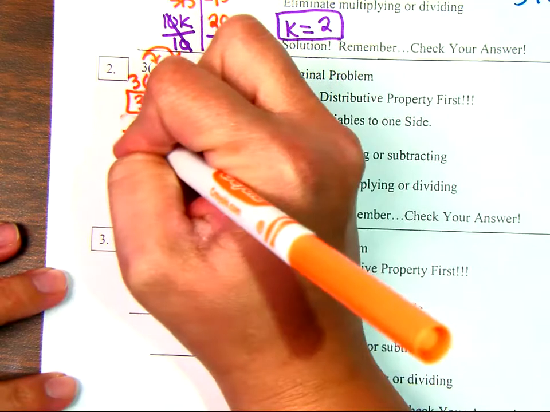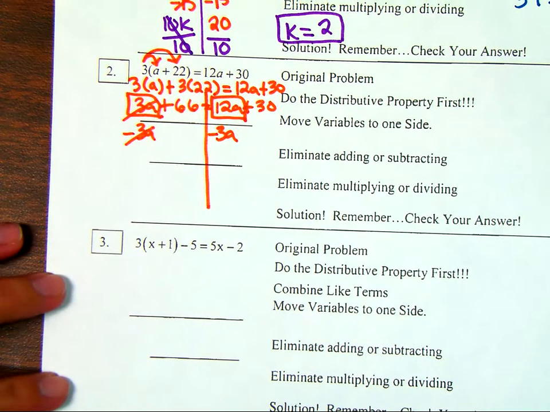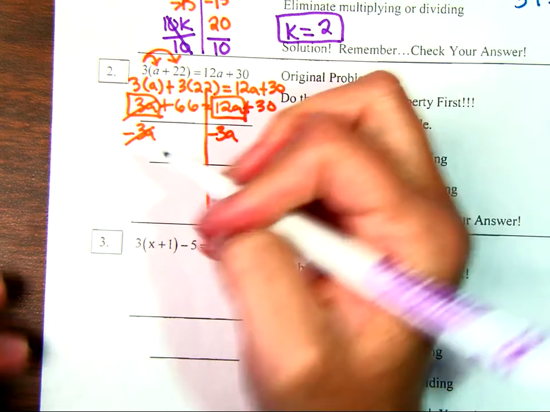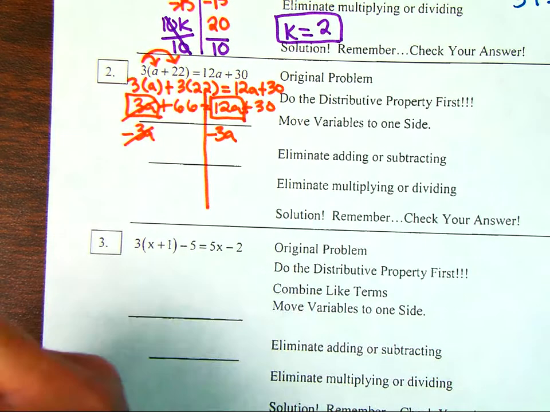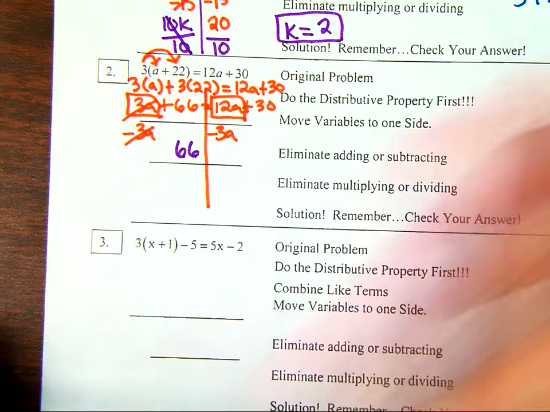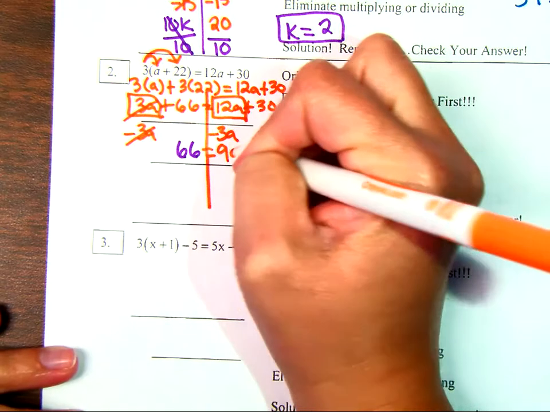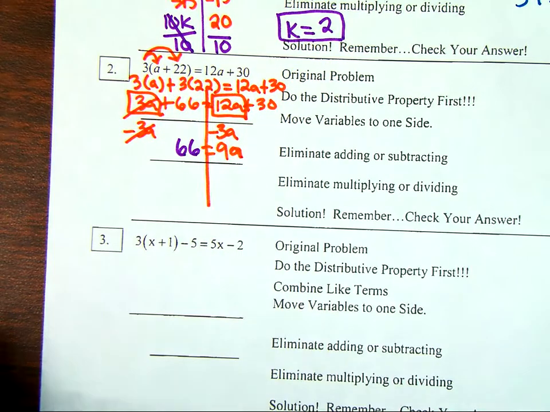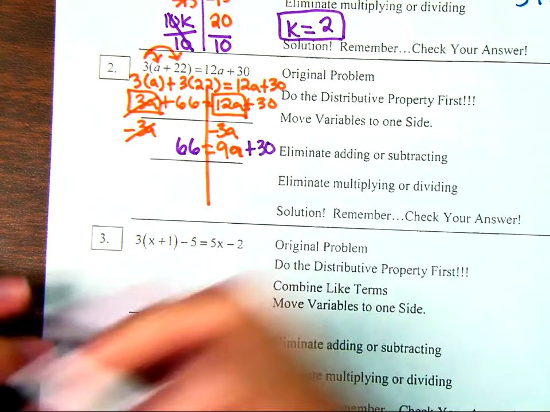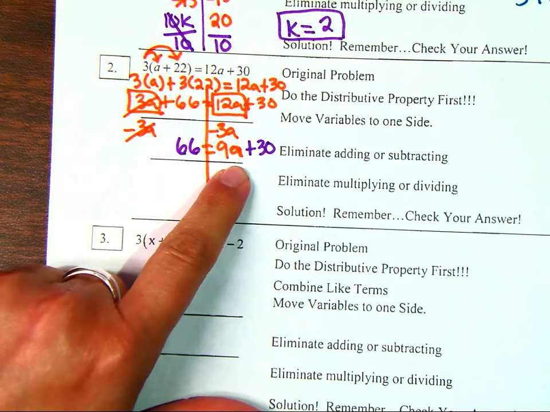So 3a and negative 3a cancel out. So that gives me just my integer over here. I'm going to do my 66 right here, bring that down. And then 12 minus 3 is 9a. I know that looks like a 9 and then another 9, but it's 9a. And then bring down the plus 30. Okay, so now we have a two-step equation, which is what we've been practicing.